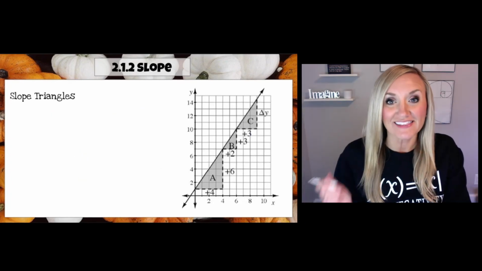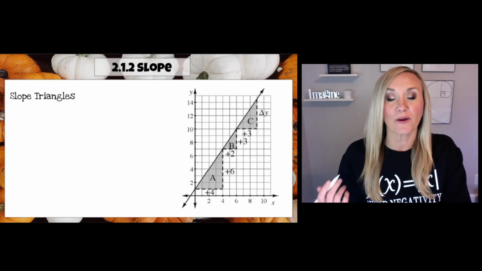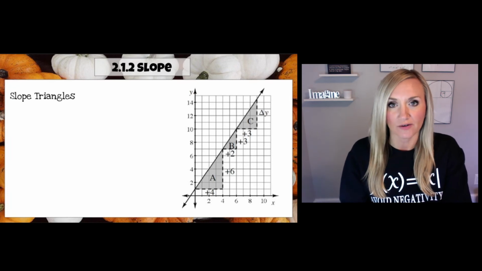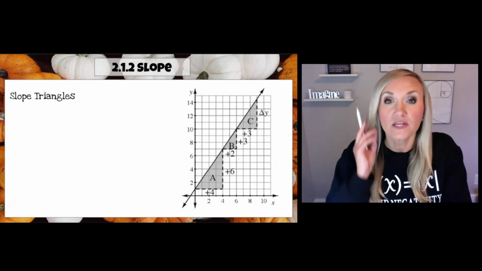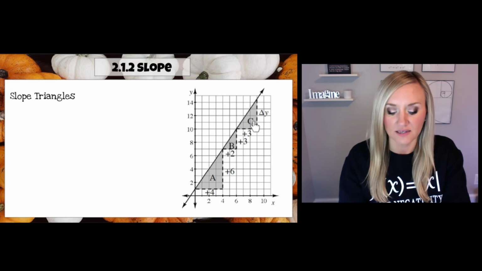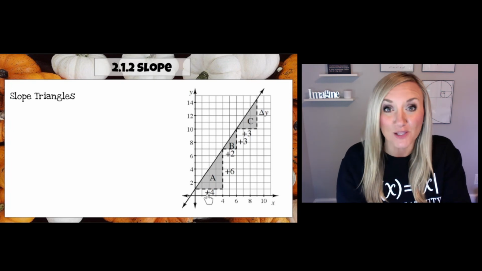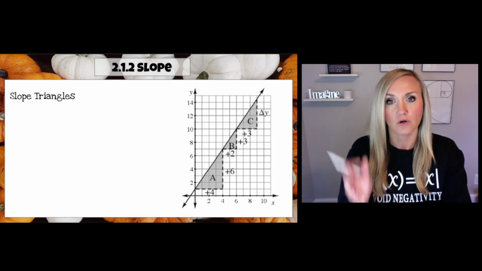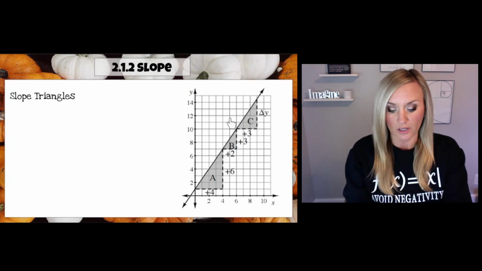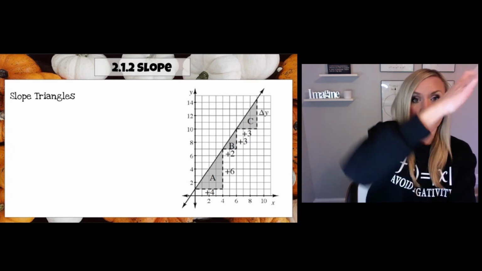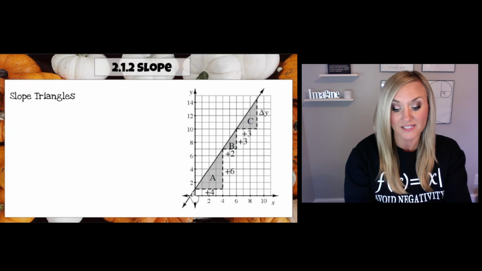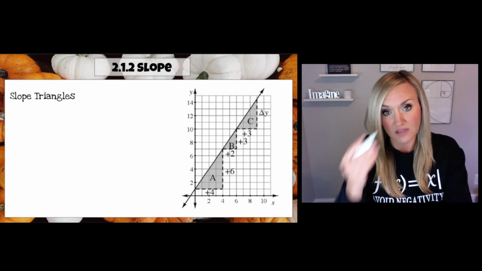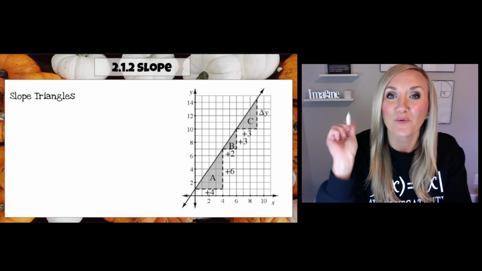So let's take a look at the last slide for today, and we are comparing slope triangles. Now, guys, all three of these triangles, A, B, and C, they all should be the exact same slope, right? Because this line did not change in steepness as it's getting larger. Like if you were to go down the hill, the hill's not changing as you're sliding down. Why? Because this is a straight line. So all three of these should be the same slope, and so let's prove it.